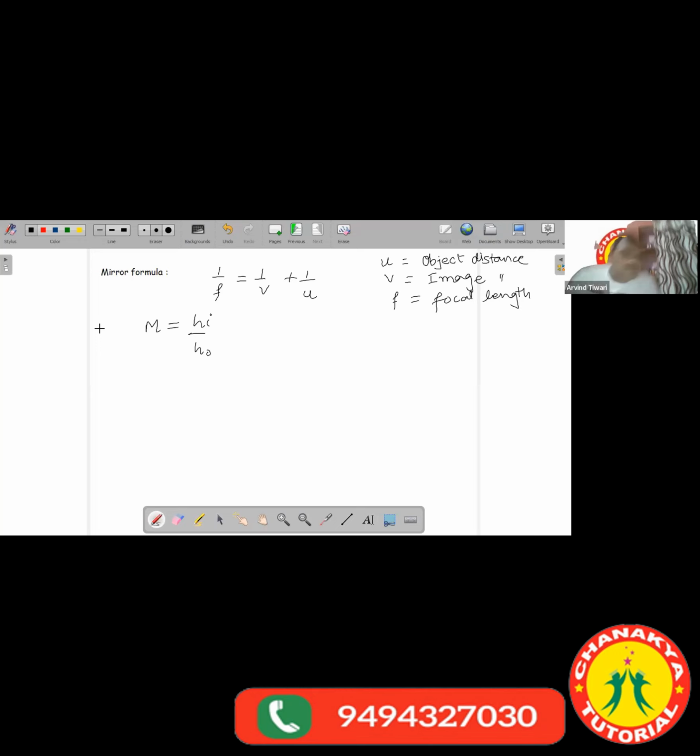Okay, see. So HI represents height of image, and HO represents height of object. Okay, so I'm just asking, if you get the value of magnification as say +3, so what can you guess about the image?